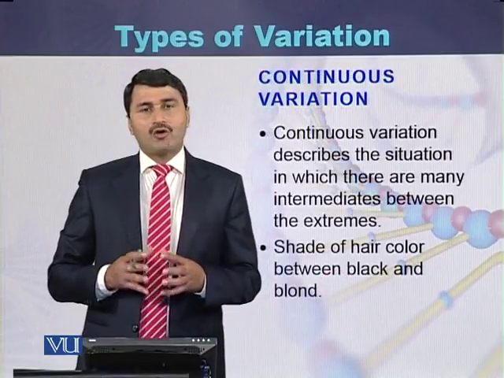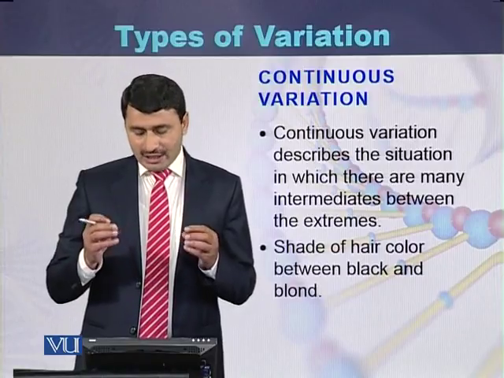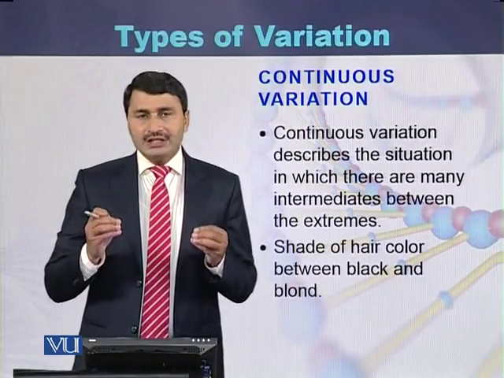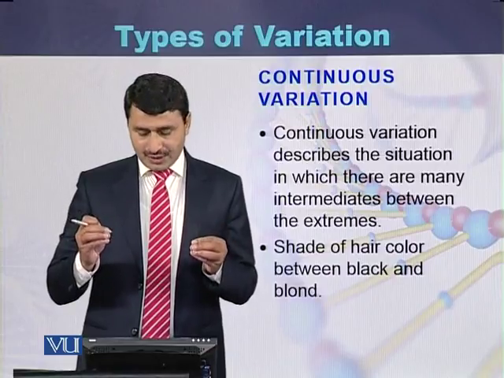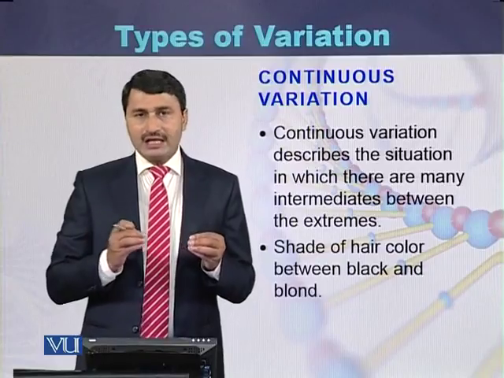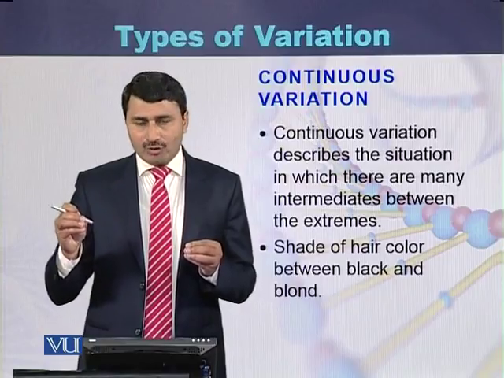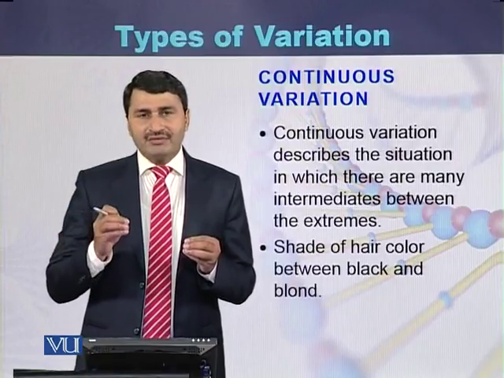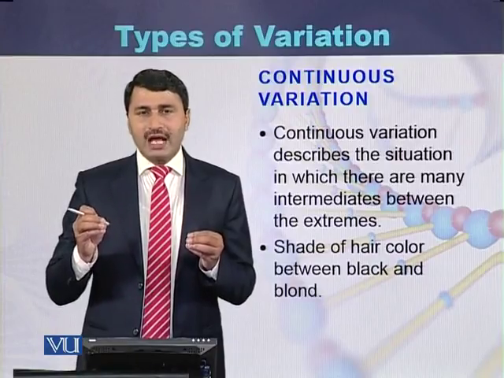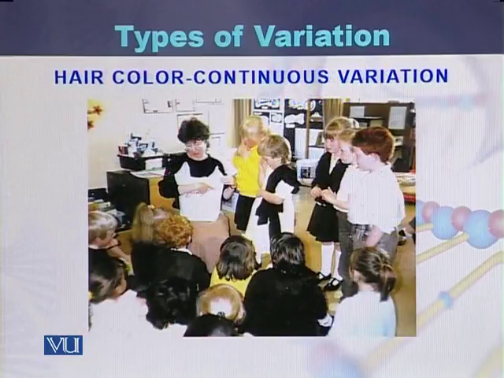While continuous variation describes a situation in which there are many intermediates between two extremes. Like we see shades of colors: on one hand black and on the other hand golden, but there are many different shades between these two extremes. On one hand black, while on the other hand brown. Here is the example of hair color, which is an example of continuous variation.